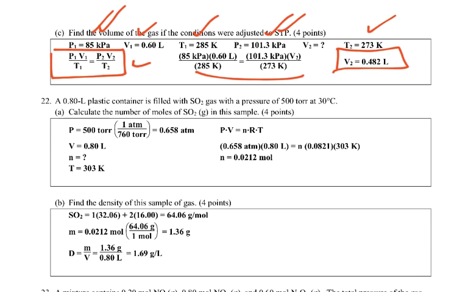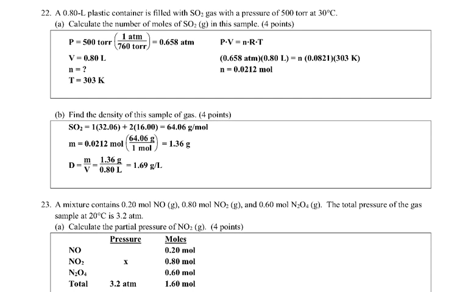Okay, 22. A 0.8 liter plastic container is filled with SO2 gas with a pressure of 500 torr at 30 degrees. Okay, so if we're going to do anything with that, we're going to change that, add 273 and get 303 Kelvin. Calculate the number of moles. Okay, so as soon as we see moles, we know this is a PV equals nRT problem.